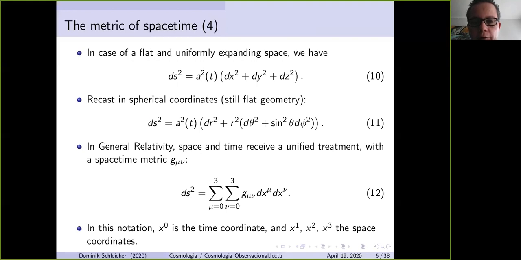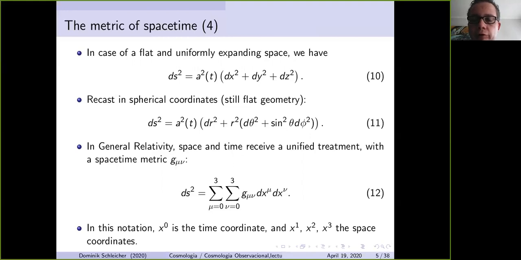So far so good in principle. What we can also consider and write down relatively easily, you perhaps haven't seen it in exactly this way yet, but if we now assume we have a flat and also uniformly expanding space, it's relatively simple to write down a line element for a flat and uniformly expanding space.